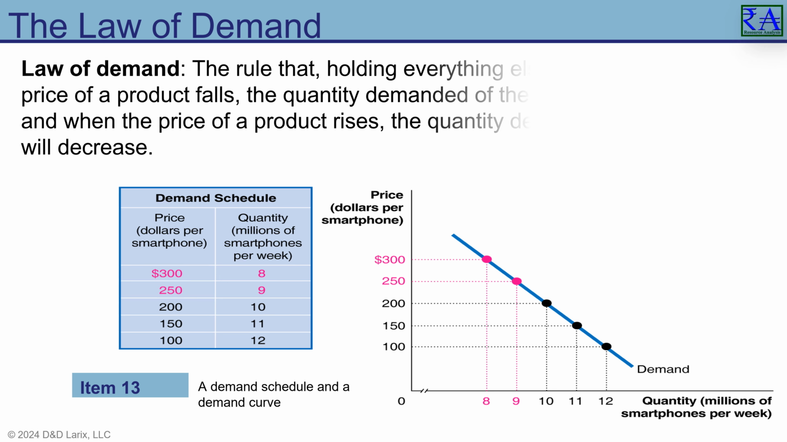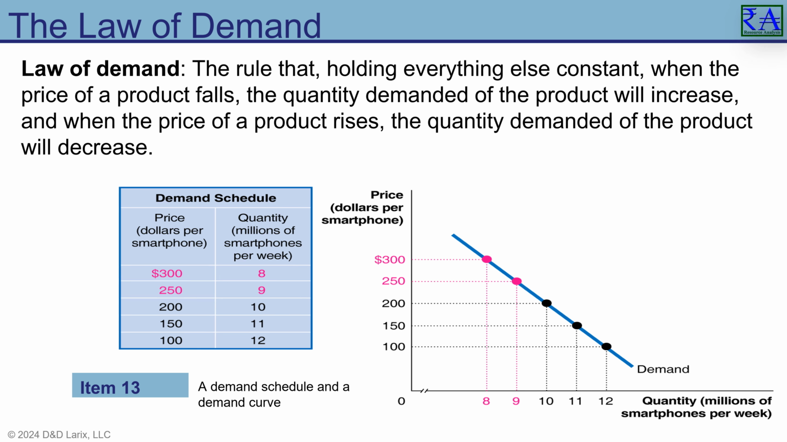The law of demand is the rule that holding everything else constant, when the price of a product falls, the quantity demanded of the product will increase. When the price of the product rises, the quantity demanded of the product will decrease. The law of demand holds for almost every market demand curve. It is not enforced by the economics police. It is how open markets perform in response to consumer choice.